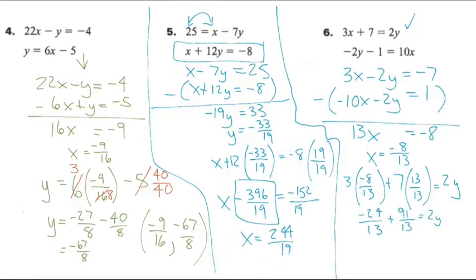91 minus 24 is 67 thirteenths, equaling 2y. Divide both sides by 2, and I get y equals 67 over 26. My answer is the x-coordinate, negative 8 thirteenths, comma, the y-coordinate, 67 over 26.